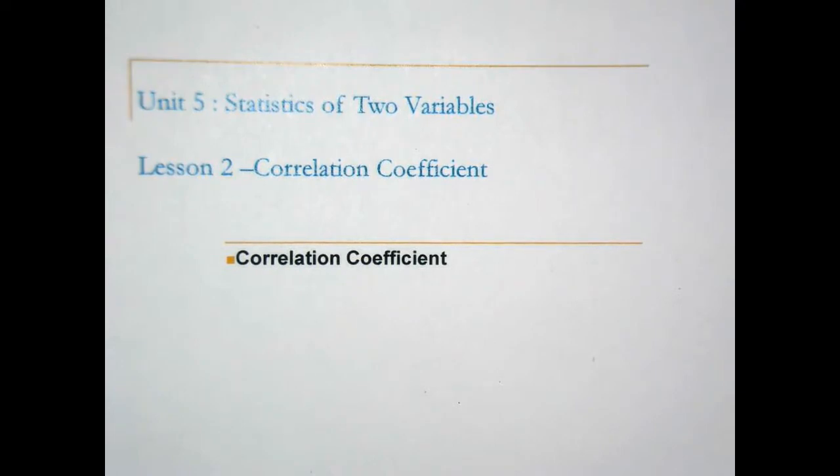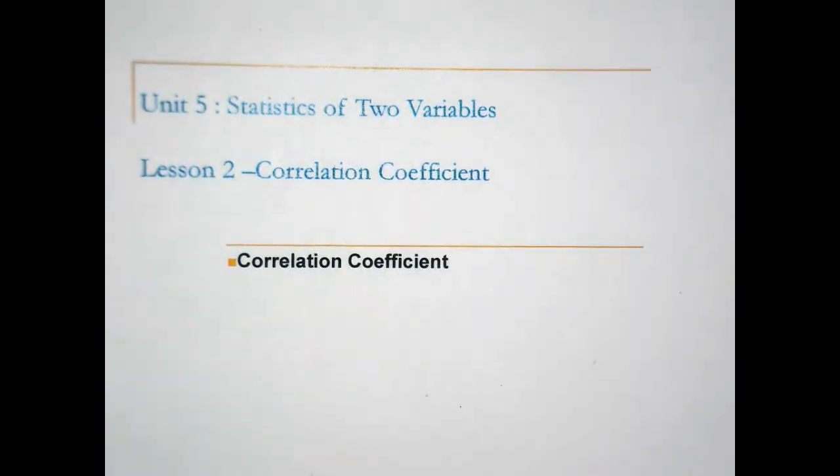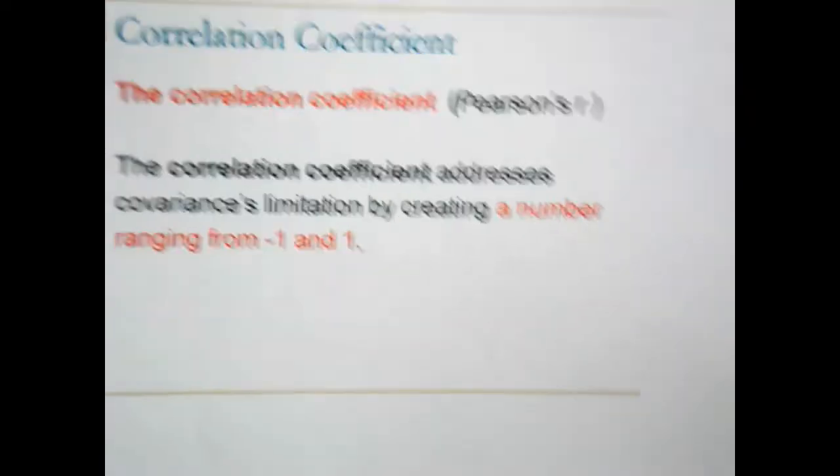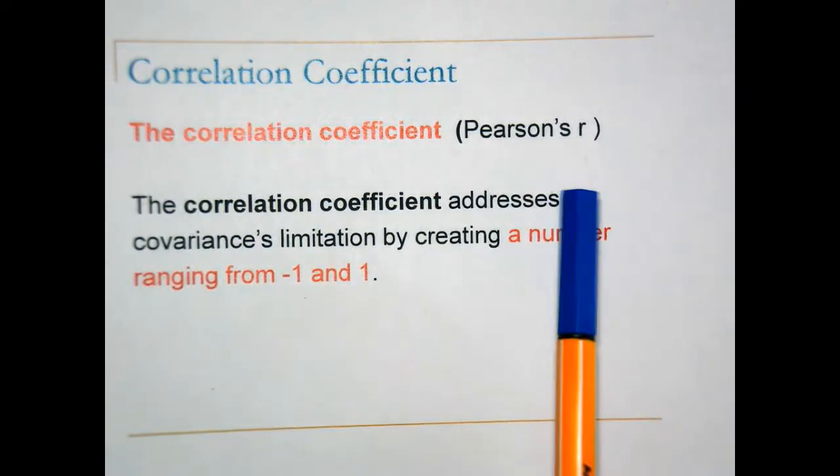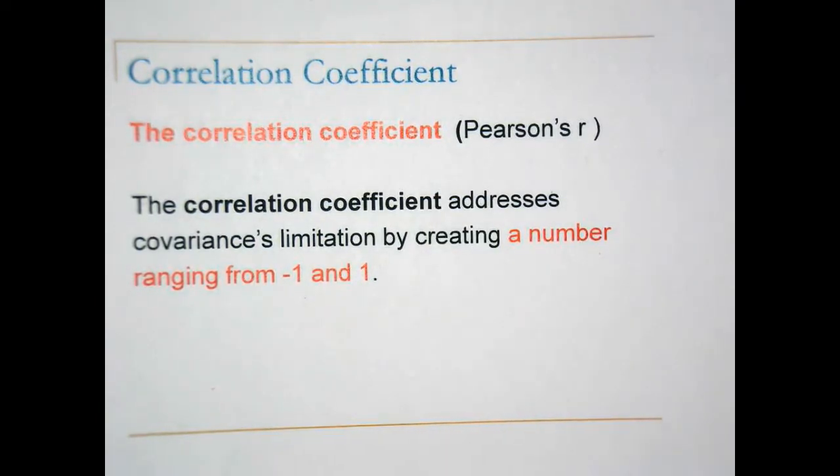In this lesson, we are going to talk about the correlation coefficient and learn how to calculate it and use it to determine the kind of correlation between two variables. The other name for the correlation coefficient is Pearson's R. That's why we will use the letter R to represent it.